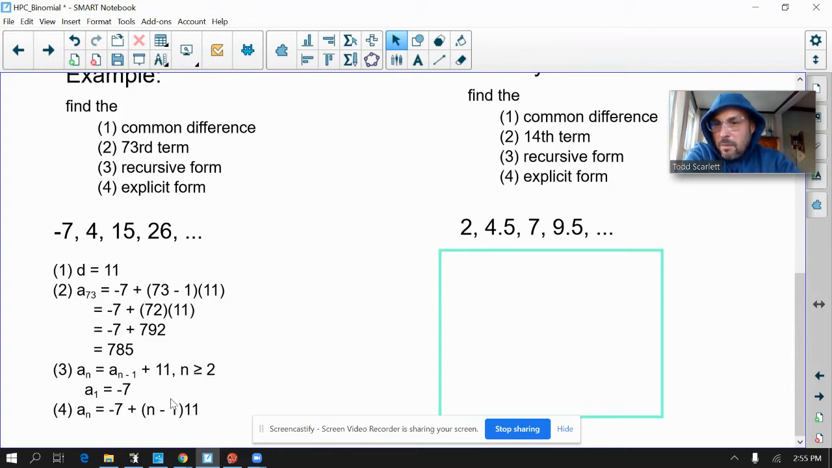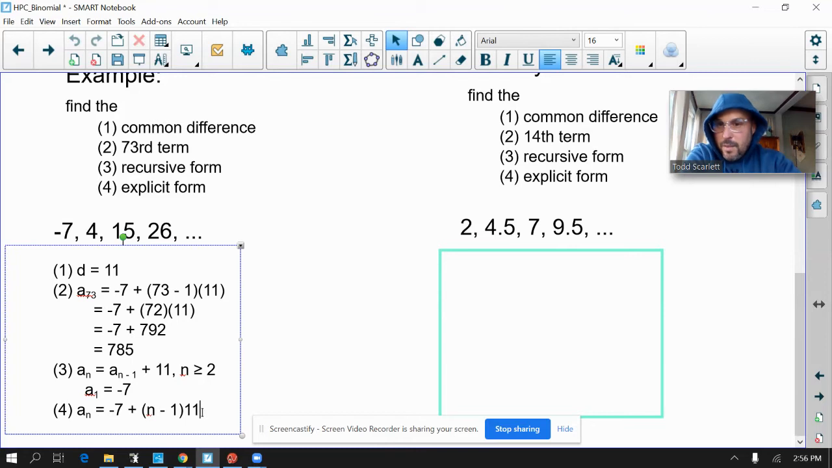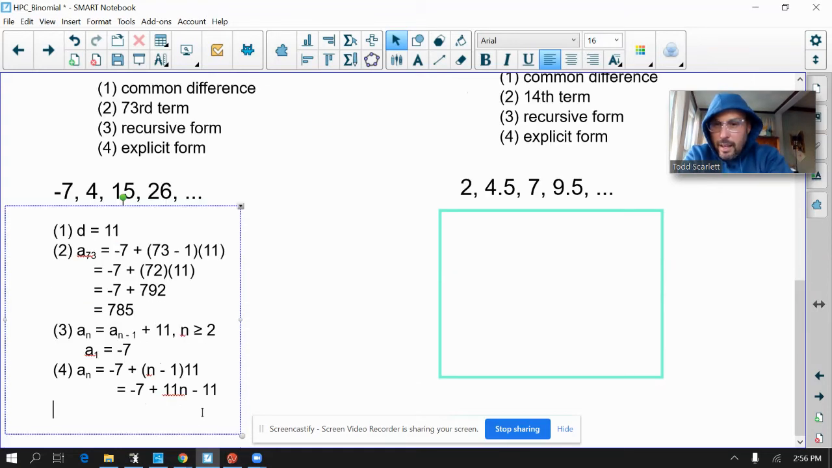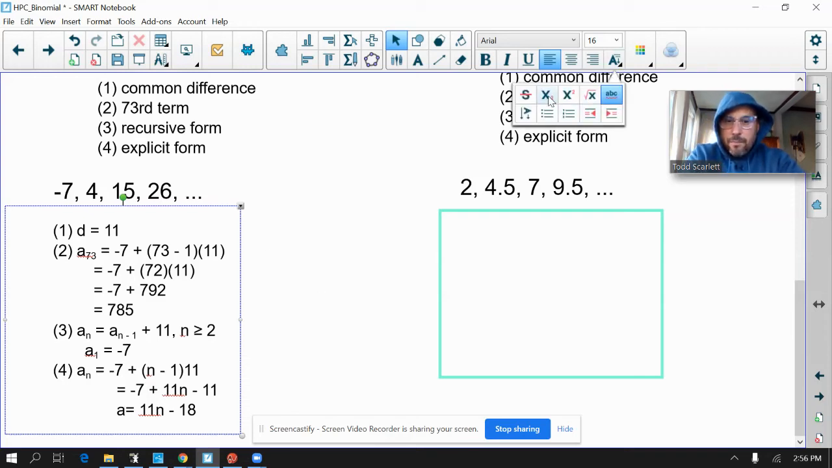And you can simplify this. That's probably preferable, to simplify this, distribute the 11, combine like terms, etc. Let's just do that really quick. If I distribute that 11, I get 11n minus 11, and negative 7 minus 11 is negative 18. So you always want to, what's it called? Express things in their simplest form.